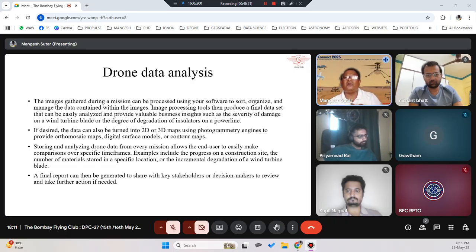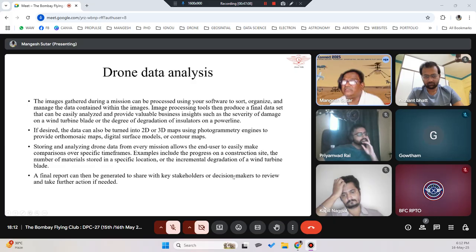But since I am no longer part of that organization, I do not know what has been done further. But I heard that they are engaged with the next phase of the projects, and they are trying to do some more towers and cover a lot of ground over there. Okay, so the final report can be generated to share with the key stakeholders and decision makers to review, and for further action if needed.